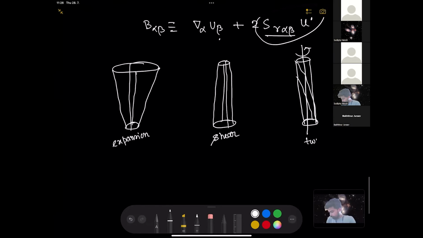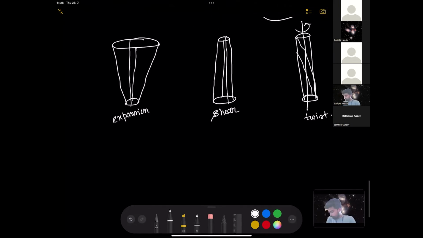You can say as twist. So now we will go to a purely Newtonian context in a two-dimensional deformable medium, and we see how this B can be written as the collection of these three phenomena, as we just described here: expansion, shear, and twist.